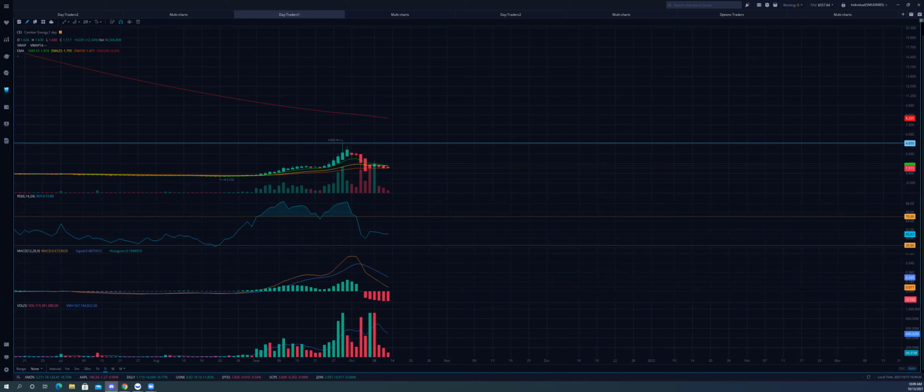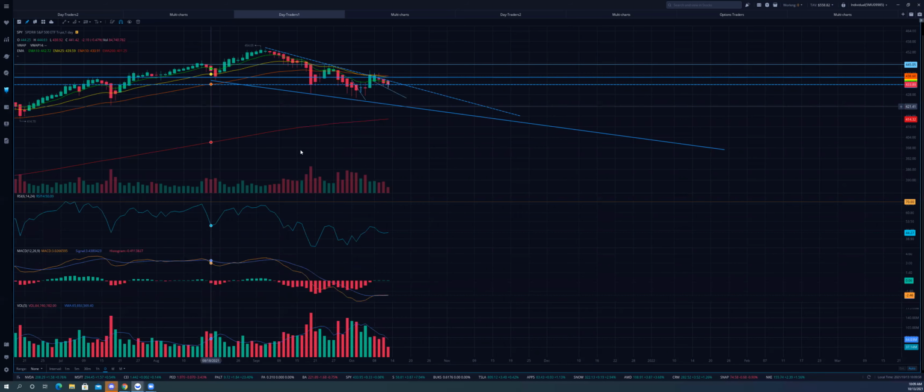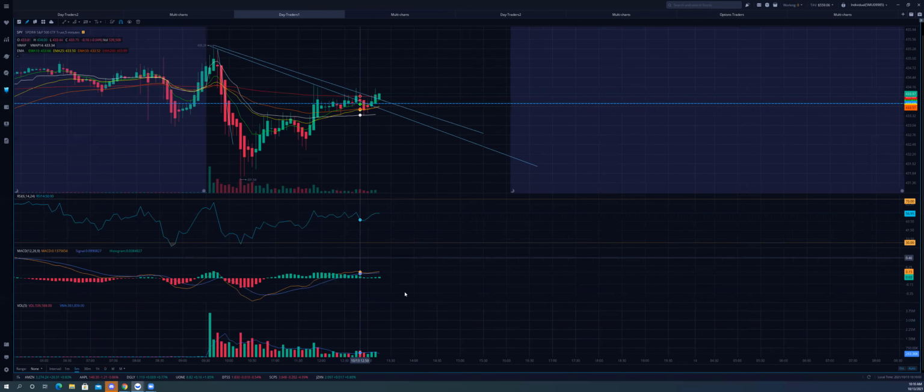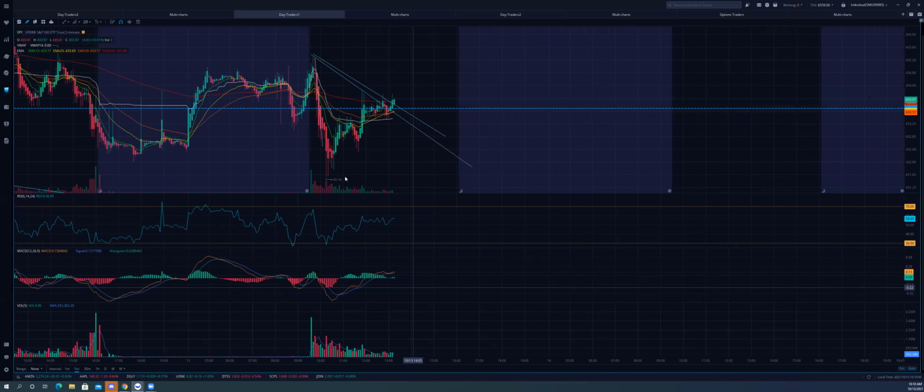Let's see here. SPY. I wonder what SPY really wants to do today after that sell-off. Take a look at a 5-minute chart on SPY. So on the 5-minute chart, kind of seeing those higher lows right here. This is how you use the 5-minute chart.